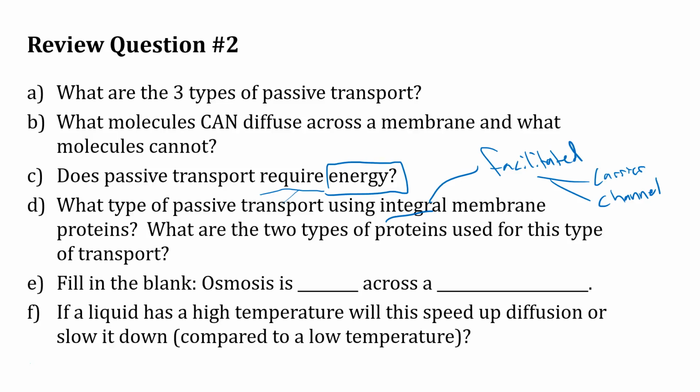For example, there's a channel called an aquaporin, and an aquaporin is a channel that is geared and designed just for water. So it allows water to pass through, but not other types of things. All right, carriers then are similar, but they require the binding of the substance and then some sort of shape change in order for it to pass through.